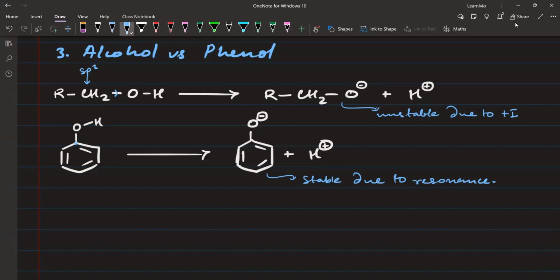The carbon which is having OH in the phenol, it is what? It is sp2 hybridized. Now we know that sp2 hybridized atoms have high electronegativity. Also, one more thing is that this oxygen atom will be showing resonance like this. This lone pair will go down and this will come here. So if the lone pair is going away from the oxygen atom, this oxygen atom will gain a positive charge.